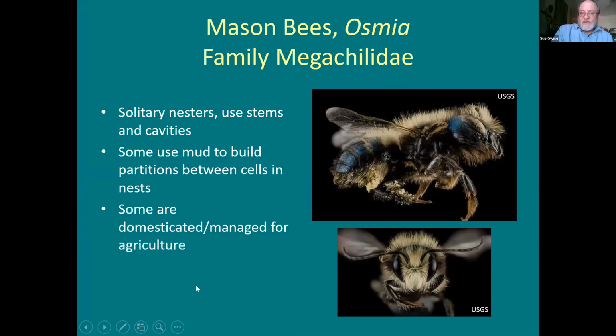Another one are the mason bees, same family, called mason bees because they use mud to build partitions between their cells in the nests. And this is the other group of managed bees that are actually native, mason bees. Sometimes these are managed as pollinators that can be brought to farms and released, and that seems like a better way to go to me than honeybees.